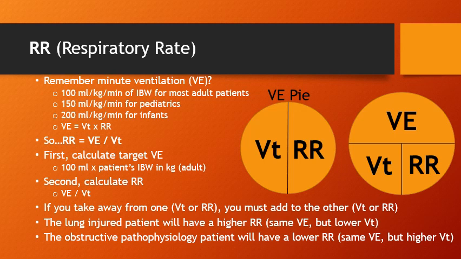Now, if we look at our obstructive pathophysiology patient, remember their tidal volume, we're going to start with a higher tidal volume for them. They get the 8 milliliters per kilogram of ideal body weight. Therefore, we're going to start them on a lower respiratory rate. They have the same minute ventilation demand, but since we're starting them on a higher tidal volume, we have to start them on a lower respiratory rate to keep our VE pi as a 100% full pi.